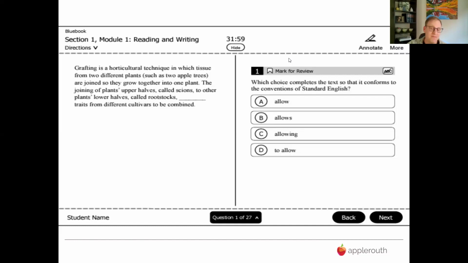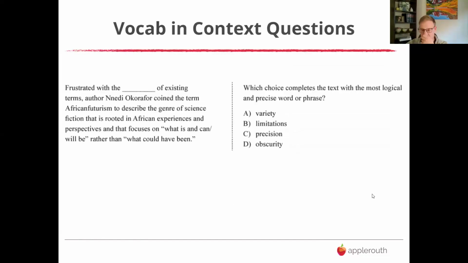And the subject may be way before the verb. In this case, the subject is the joining, the act of joining plants and its upper halves. Joining, singular, it allows. So the answer is B, even though there's many plural nouns that make us feel like A would be an answer. If we have time at the end, we can come back to specific questions if people have issues or questions.